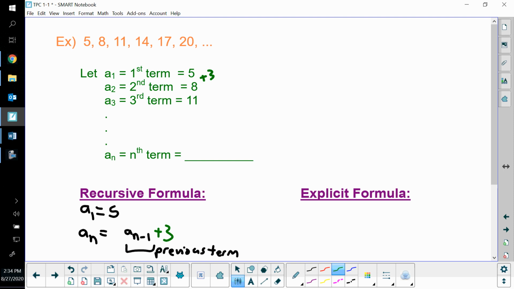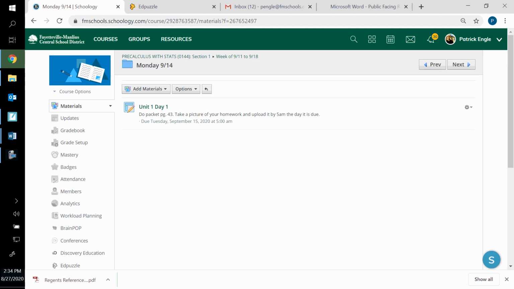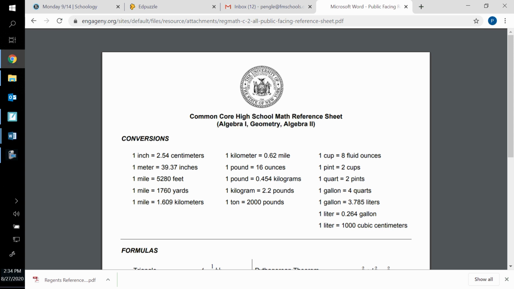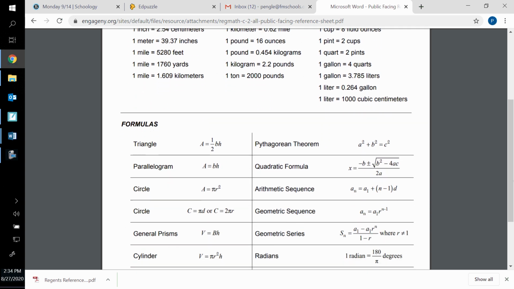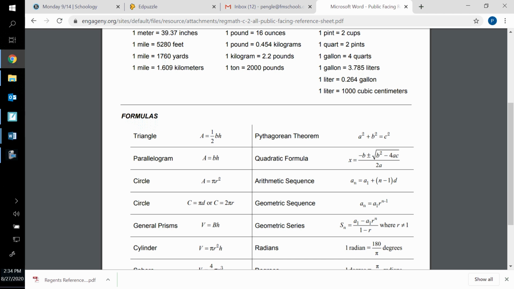Now the explicit formula is on your reference sheet. This reference sheet is under the resources page, not in a unit folder, but just the main resources page. If you've been in class so far, I've given you a hard copy of this. If you haven't been in person in class yet, then you can just reference it as a digital copy on Schoology.